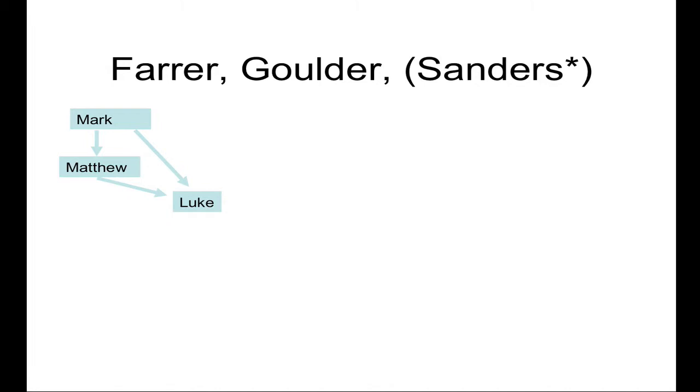A legitimate contender that is supported by a minority of current scholars and deviates from the two-source hypothesis is what's generally called the Farrer-Goulder hypothesis. Sometimes it's also taken up quite seriously by E.P. Sanders, and that is that Mark's written first. That makes sense. Matthew uses Mark, and Luke uses the two of them.